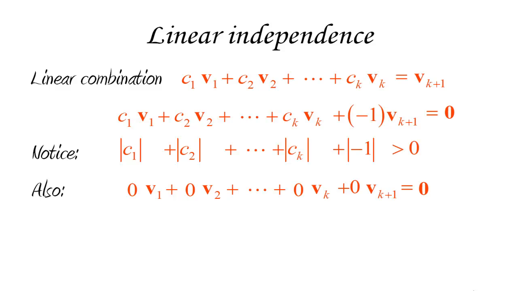We have a linear combination. We moved the right hand side to the left hand side. We end up with a linear combination that equals 0, and such that the sum of the absolute values is greater than 0. But on the other hand, we can also obtain 0 by using a linear combination where the coefficients are all zeros. So their absolute values all add up to 0 as it is. Alright, so what we're going to do is we're going to take these two very simple basic ideas, we're going to generalize them, and we're going to come up with this idea of linear independence.